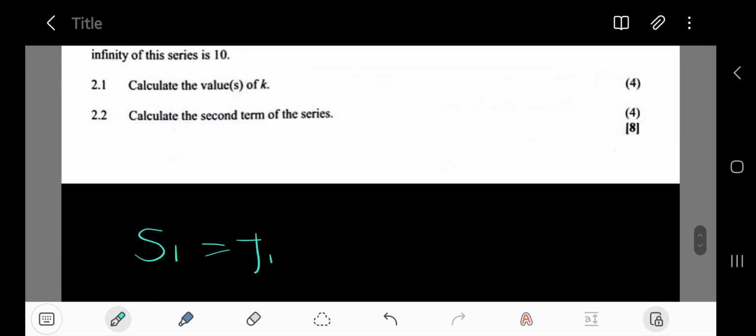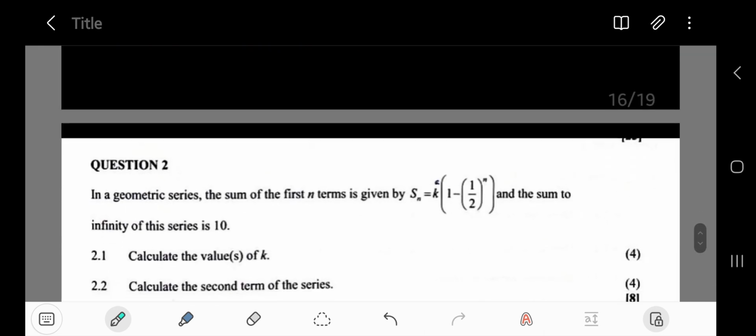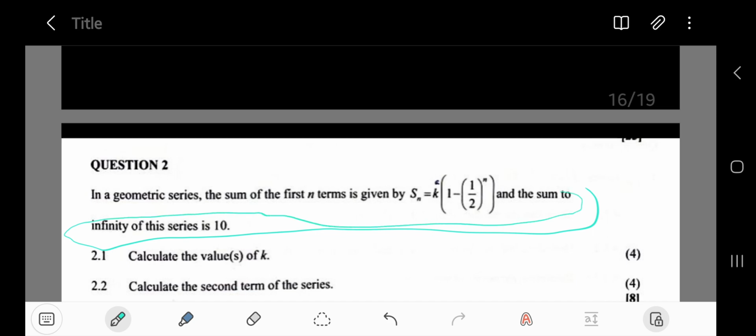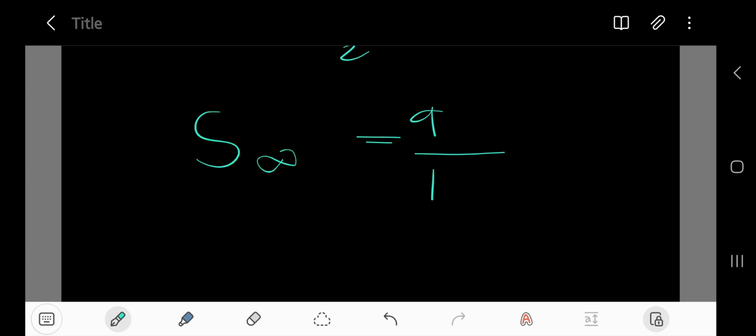So now that we found our ratio, we can proceed to find the value of k, because they've given us another piece of information which says the sum to infinity of the series is 10. So we know that the sum to infinity, the formula is a over 1 minus r, given that r is less than 1 or greater than -1.